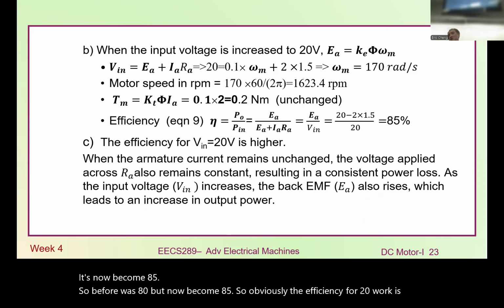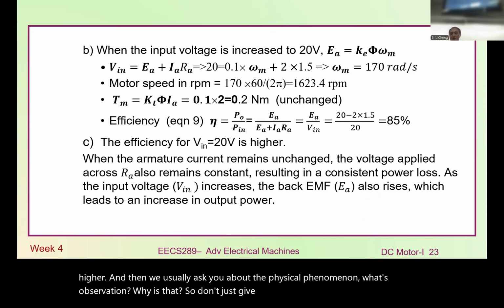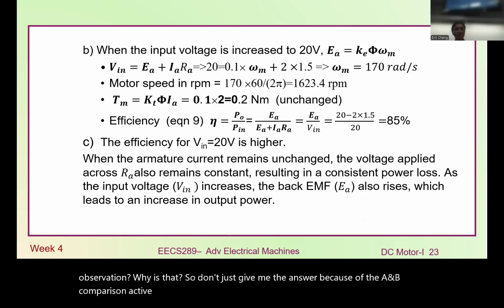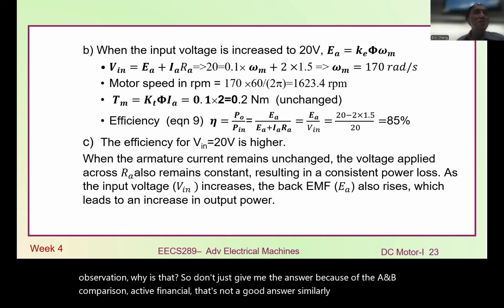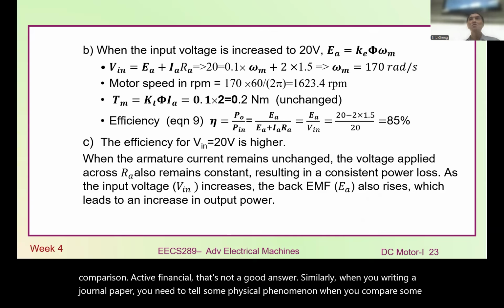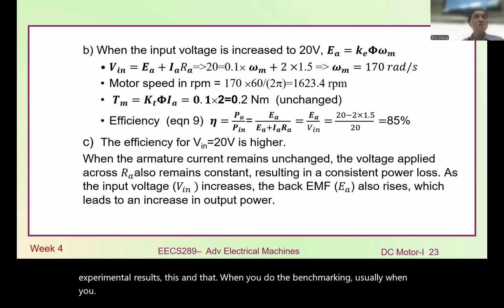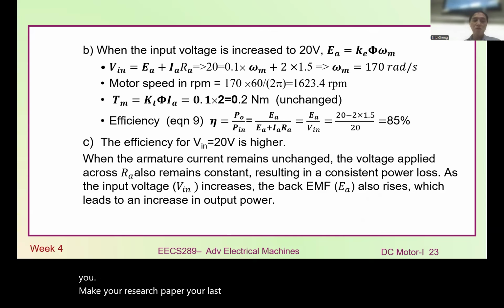And then we usually ask you about the physical phenomenon. What's the observation? Why is that? So don't just give me the answer because of the A and B comparison, 85 and 80. That's not a good answer. Similarly, when you're writing a journal paper, you need to tell some physical phenomenon when you compare some experimental result, this and that. When you do the benchmarking, usually when you write your research paper, your last section, so-called the benchmarking. Benchmarking, I think all of you know.